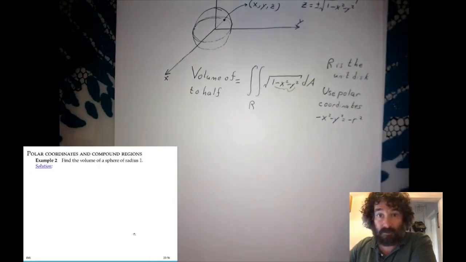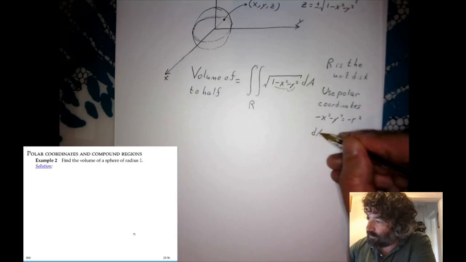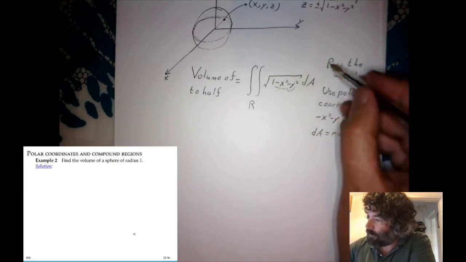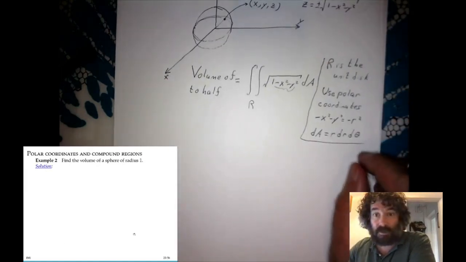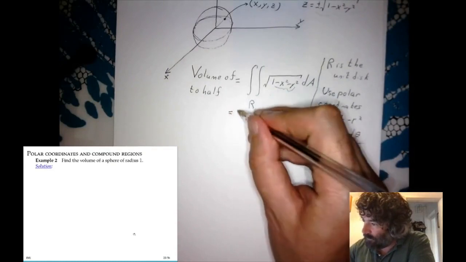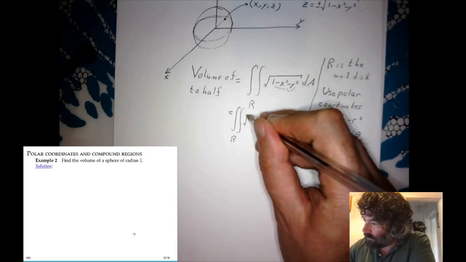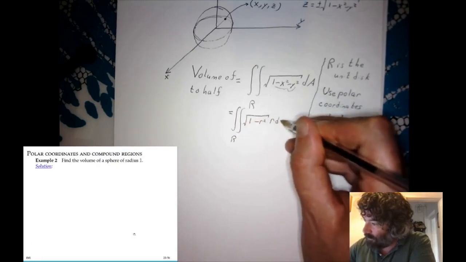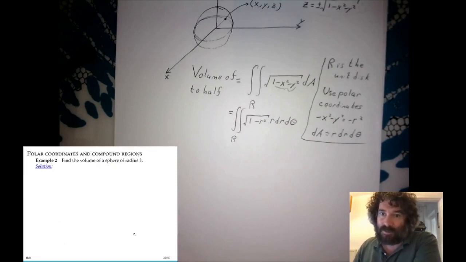And the dA, when we use polar coordinates, as we've discussed, is r dr d theta. So if we convert this double integral into polar coordinates, we have the double integral over the unit disk of the square root of 1 minus r squared r dr d theta. So this is now a double integral expressed in polar coordinates.